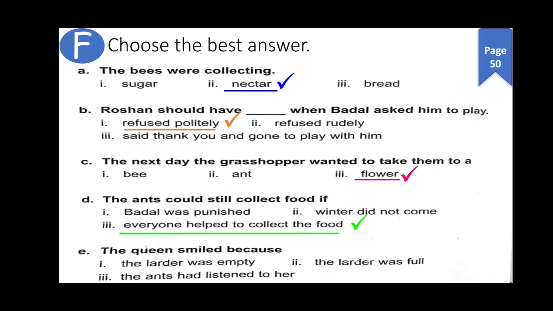If we have so many things to do and we are not able to do that work, it's better to do it with our friends or with more people so that we can complete our work easily with the help of others. Number E. The queen smiled because the larder was empty? No, if the larder was empty, she would get angry. So the queen smiled because the larder was full.